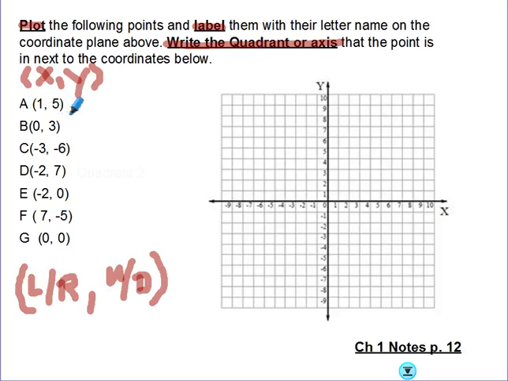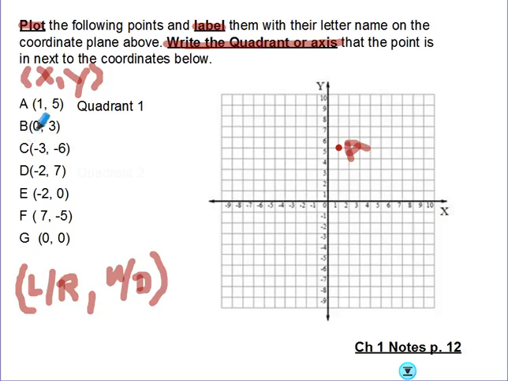Okay, so coordinate 1, letter A. Well, let's see if we can do this. 1, 5. So that first number means to go left or right 1. Since it's positive, you go in the positive direction 1. And then you go up 5 because up is the positive direction. And there's my point A. Now it also asks us to tell what quadrant it is in. Well, that's quadrant 1.